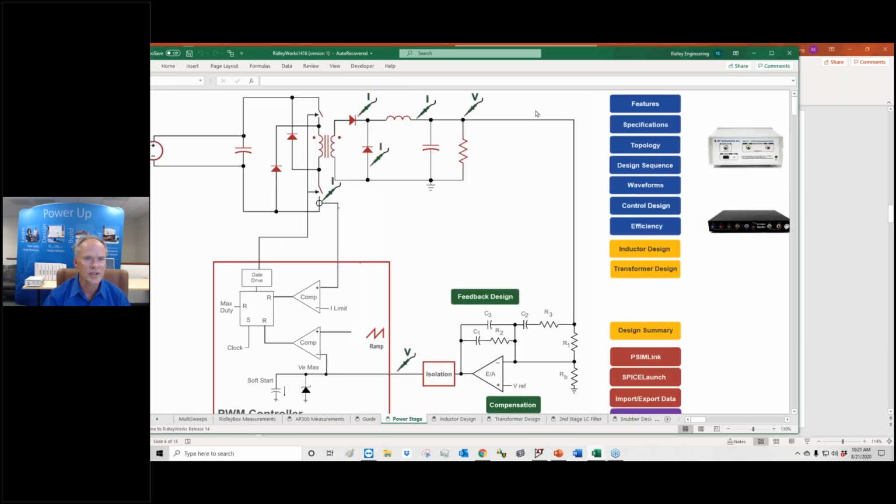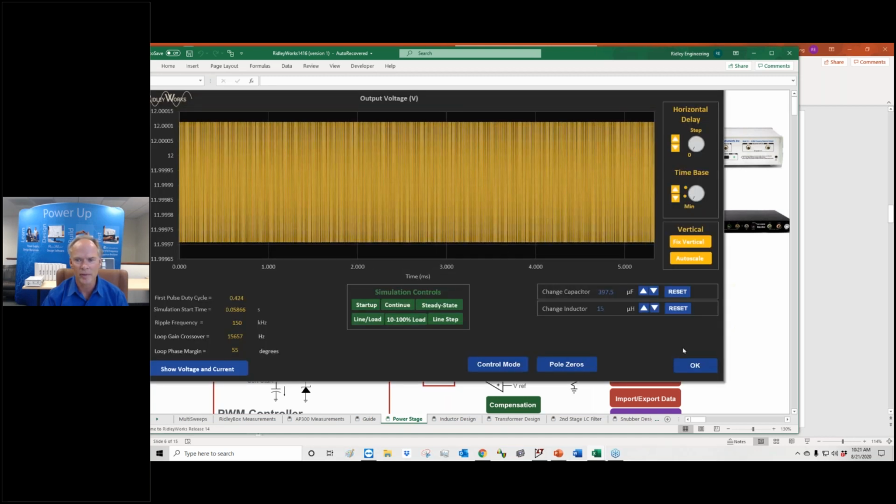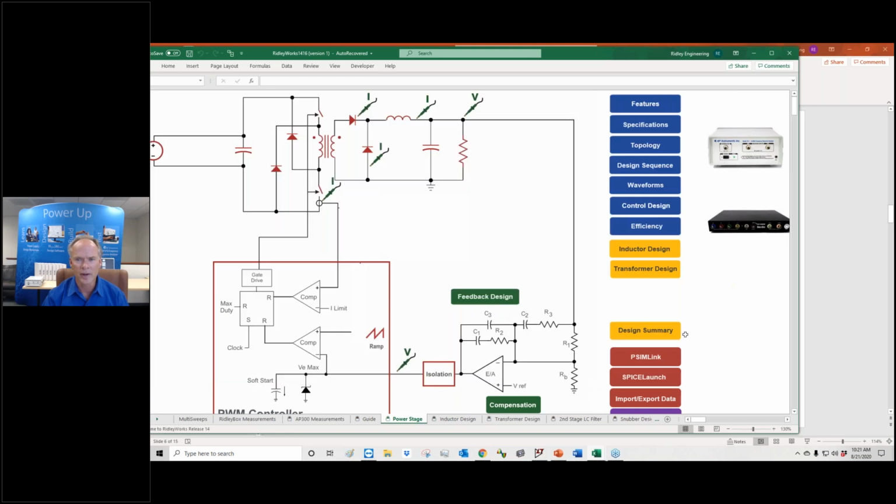Okay, begin design. So here's our converter. Let's look at our output voltage, make sure it's regulating. There you go, 12 volts output. And now let's go look at our transformer design.